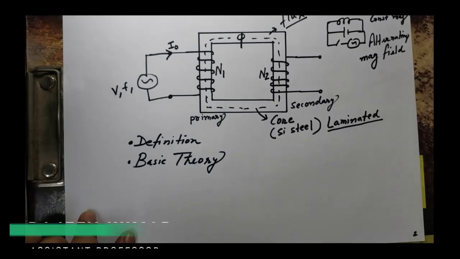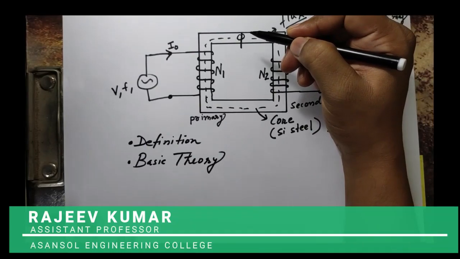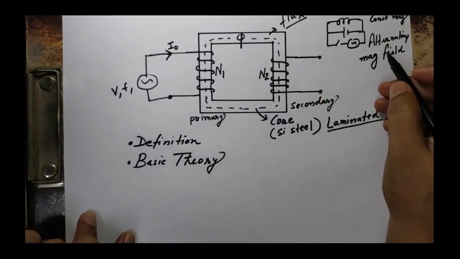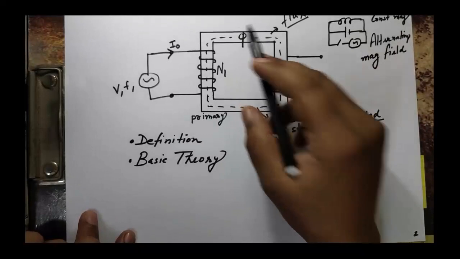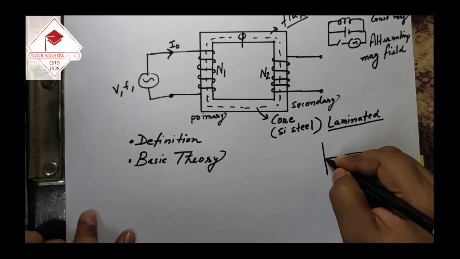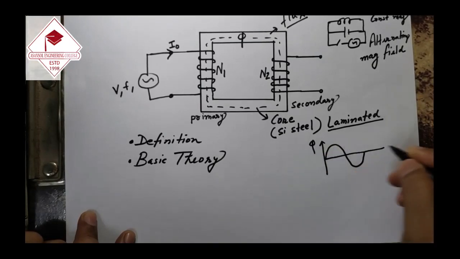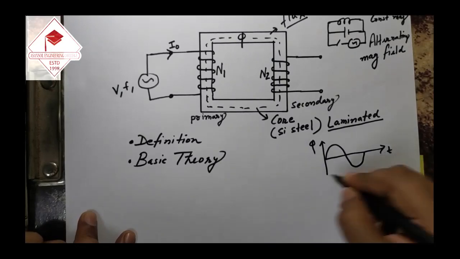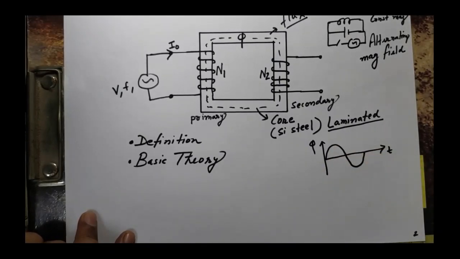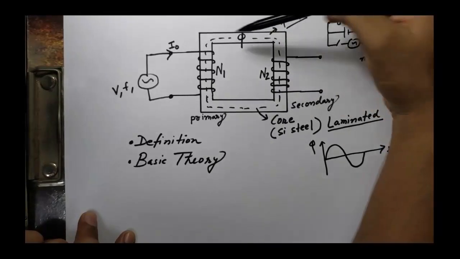Now let us try to understand the nature of this flux. As we explained, the nature of this flux will be alternating, that means it will be alternating in nature like this. It will gradually change its magnitude with respect to time. Now just imagine that this flux has been set up in this core.